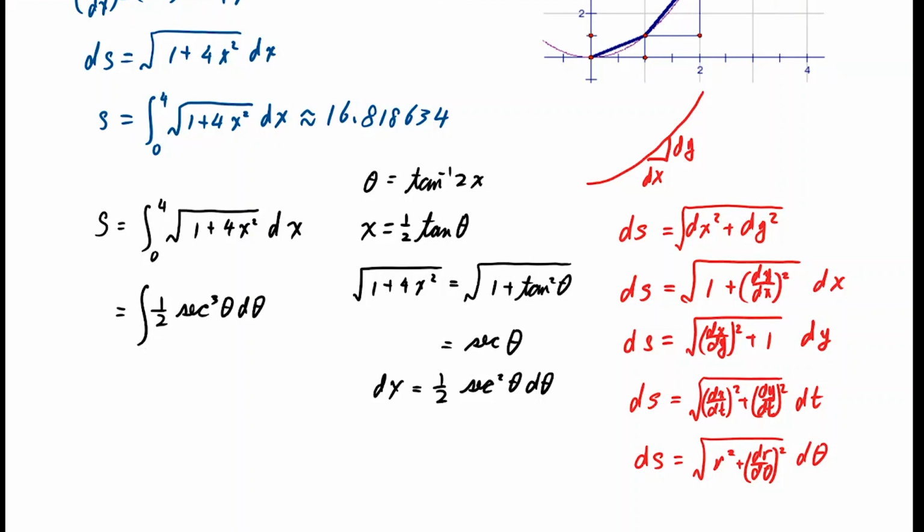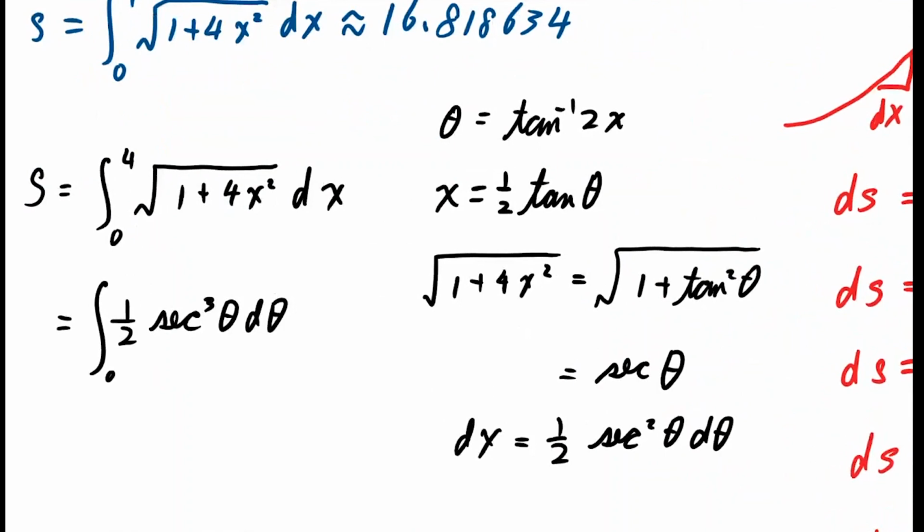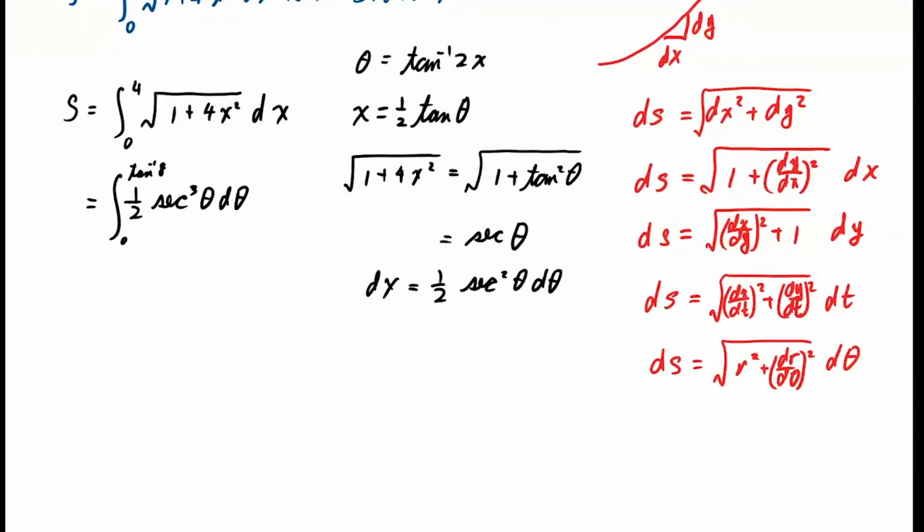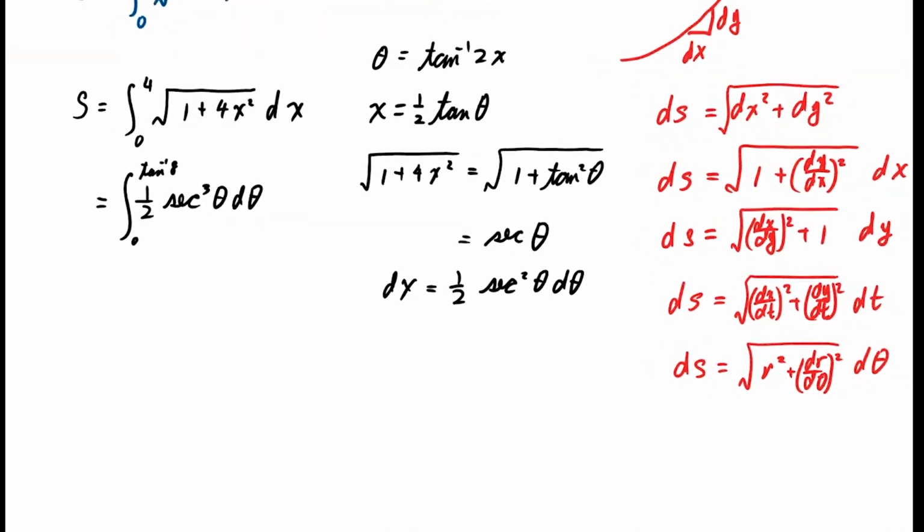Now we have to change the limits of integration. According to this, when x is equal to 0, theta is equal to 0. That's not a problem. I'm zooming in. Can you guess why I'm zooming in? When x is equal to 4, theta is equal to inverse tangent of 8. It's not a special angle, but no problem. We know how to do this.